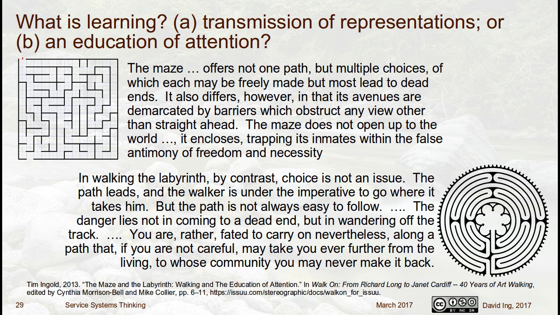Part of what I like in Tim Ingold's work, one of the things that's been revolutionary for me in thinking about learning, is how buildings learn, right? He talks about the maze and the labyrinth. There's a distinction between a maze and a labyrinth. A maze has not just one path, it has multiple choices, and you go into a maze and it's a dead end. There are usually multiple ways in and multiple ways out, with dead ends in it. A labyrinth is unicursal. There is one way into a labyrinth, and one way out.